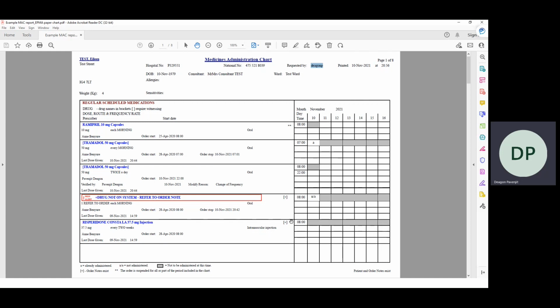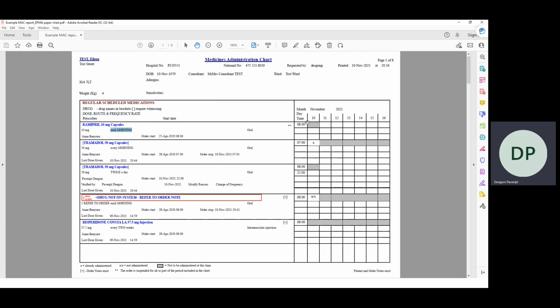On the right-hand side of the screen is where you have the medication administration recording section. The current date will be displayed, followed by 6 further dates. And against each date, there will be a section that will tell you the time the medication is due for administration. So in the case of the Ramipril 10 milligram capsules prescribed each morning, the due time is 8 AM in the morning.